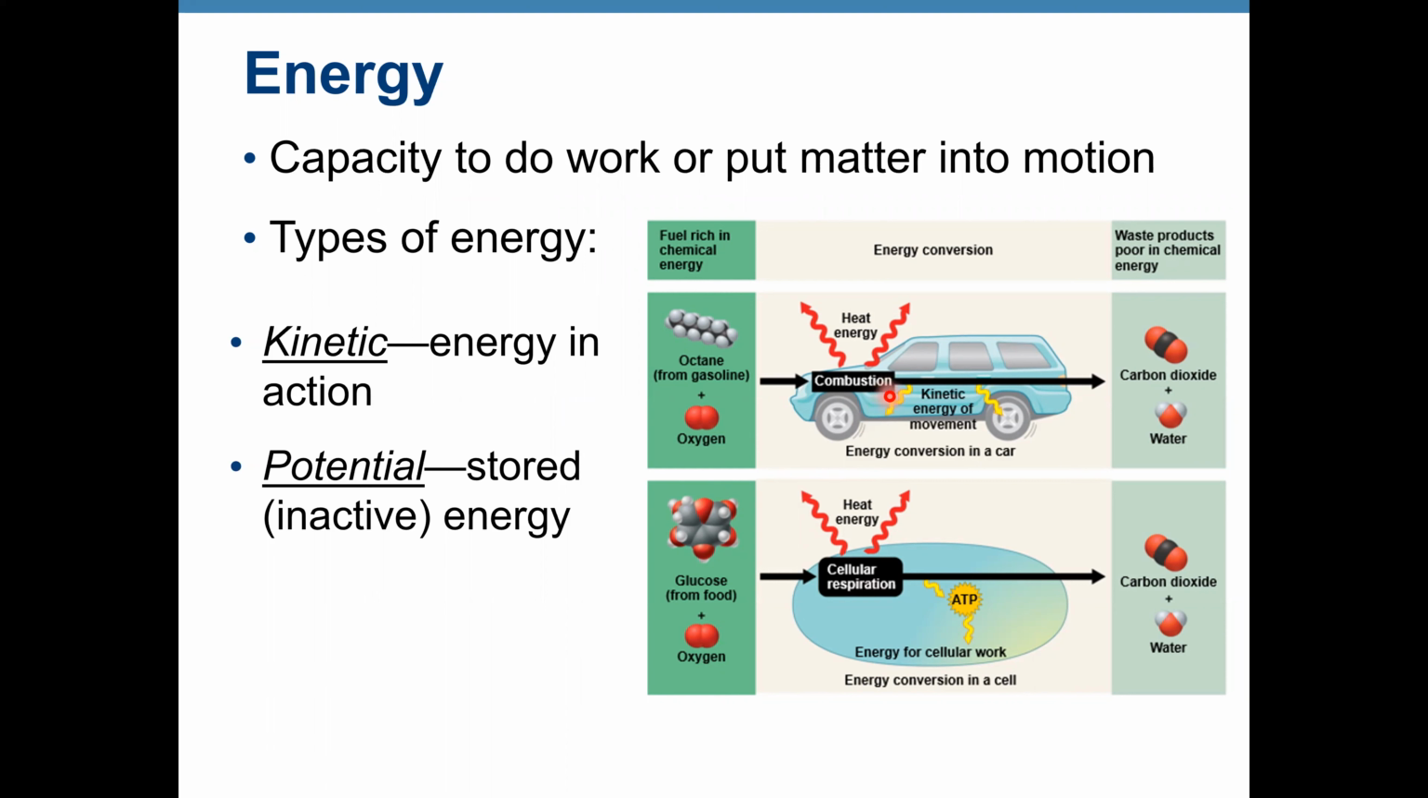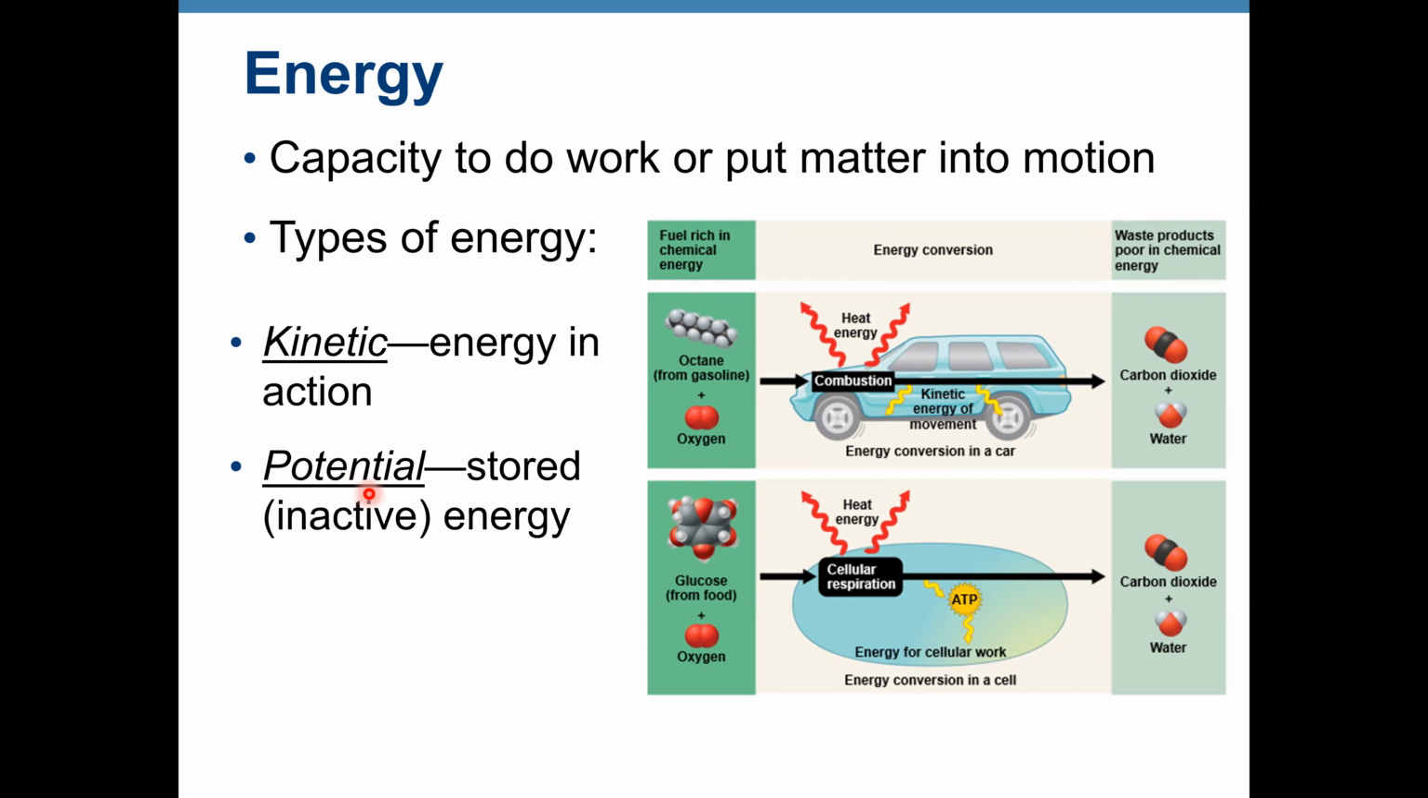Like for a car to move, we need gas. And gas has stored potential chemical energy. This chemical energy is stored inside chemical bonds of the molecule, octane, that is found in the gasoline. So you have this molecule, and molecules are made from atoms that are connected by chemical bonds.